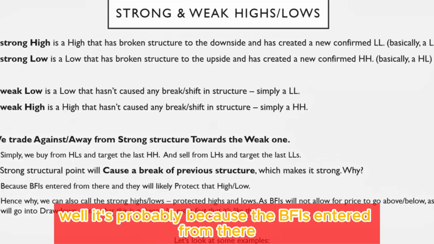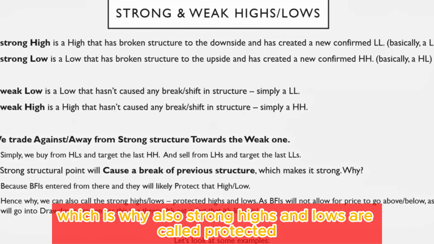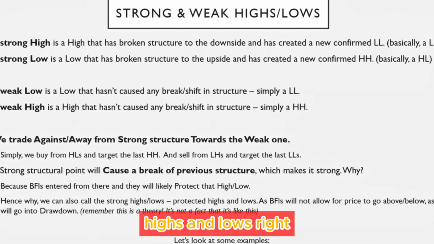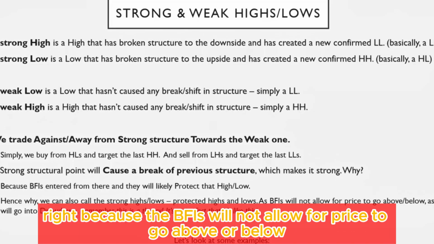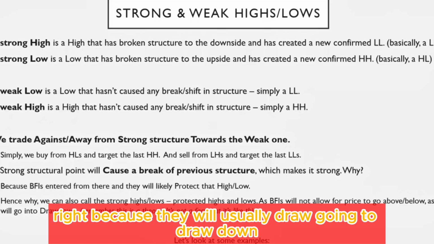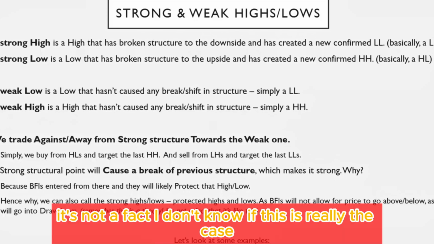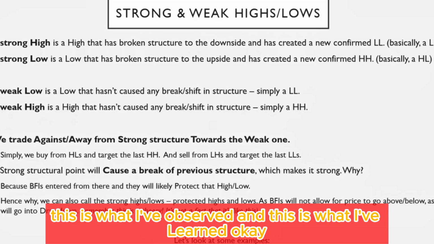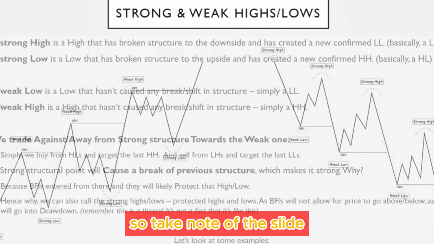Why? Well, it's probably because the BFIs entered from there and they will likely protect that high, which is why strong highs and lows are also called protected highs and lows, right? So, yeah, we call them strong protected, right? Because the BFIs will not allow price to go above or below, because they will usually go into drawdown. So again, this is just a theory. It's not a fact. I don't know if this is really the case. This is what I've observed and this is what I've learned. Okay? So, take note of this slide.